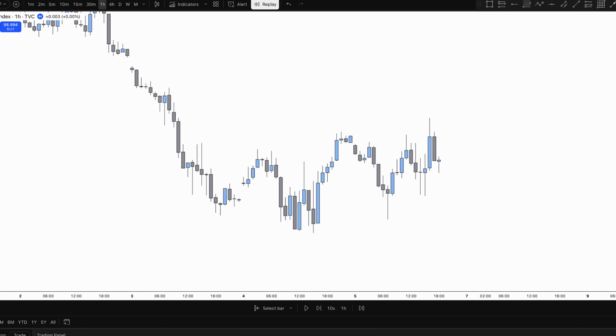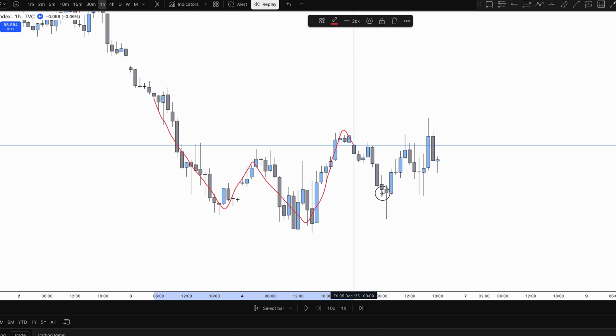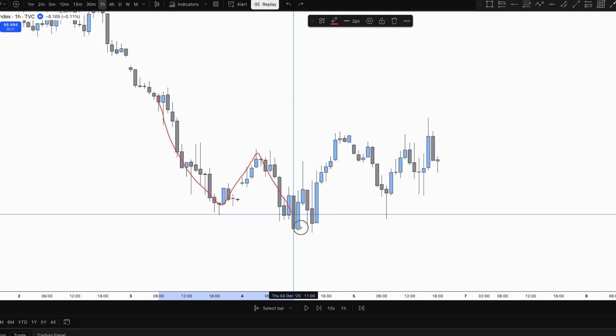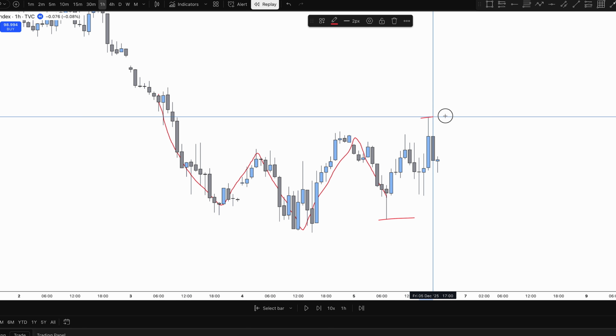Now, one thing we must discuss is how we determine viable, valid breaks of structure. So for this example, I just want you to focus in on the price action we've got here, okay? What we've got basically is a bearish impulse, bullish correction, bearish impulse, bullish impulse, bearish correction. And then this is where we're really going to focus our attention for this example.